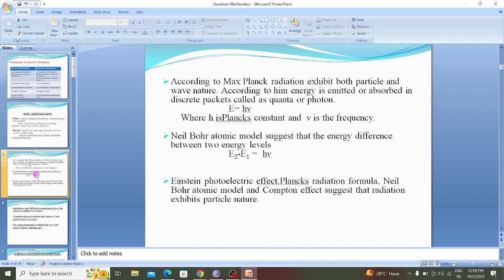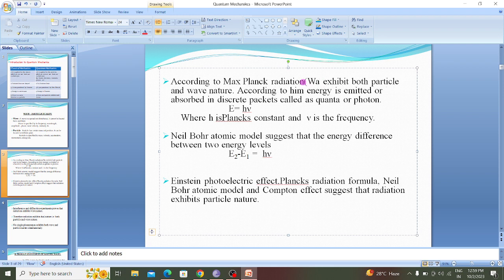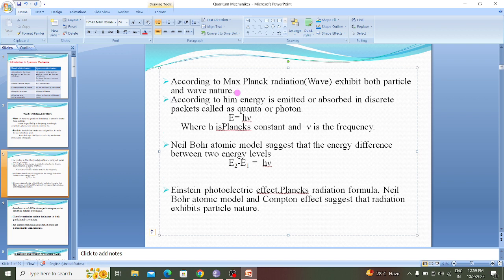Now first we want to prove that radiation exhibits both particle and wave nature. Radiation means it is a wave. So we want to prove that a wave exhibits both particle and wave nature. First, we'll prove that a wave exhibits particle nature.